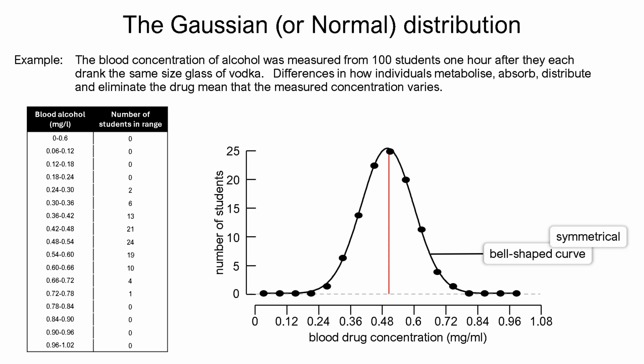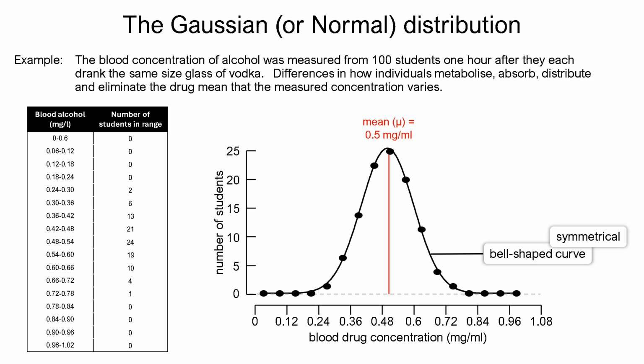You can see this by tracing along one side of the curve, flipping the trace and superimposing it on the other side. This symmetrical bell-shaped curve is known as the Gaussian or normal distribution. The centre of the distribution is the mean, usually indicated by the Greek letter mu. In this example, the mean blood alcohol concentration was 0.5 milligram per mil, which happens to be the legal limit for driving in many countries.